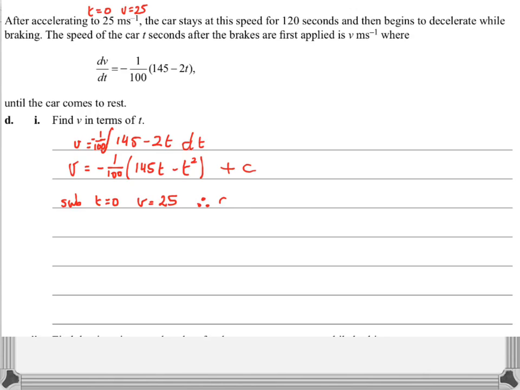Now we use our initial condition: when t is equal to 0, we get v equals 25. That gives you c is equal to 25. Nice and easy. Put it all together, there it is, for full marks. That's all that's needed. Very good.